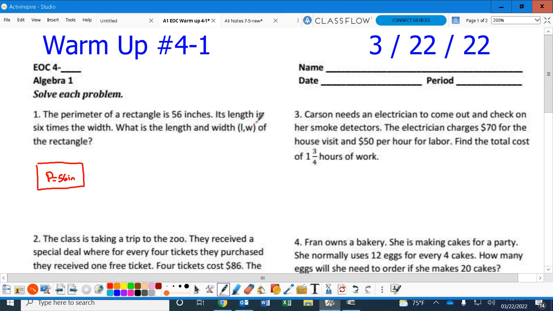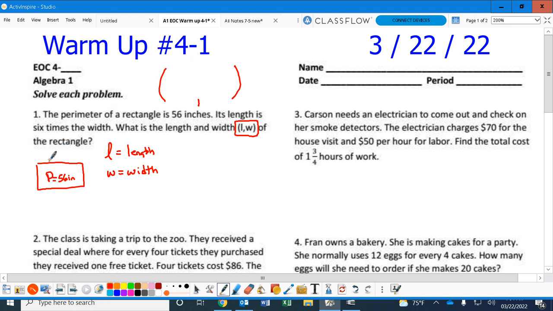And it gives you this weird format. It wants you to give the length and width as an ordered pair, where you put the length in the first spot and the width in the second spot. Okay? They're calling the length L, so L equals the length. They are calling the width W, so W equals width.